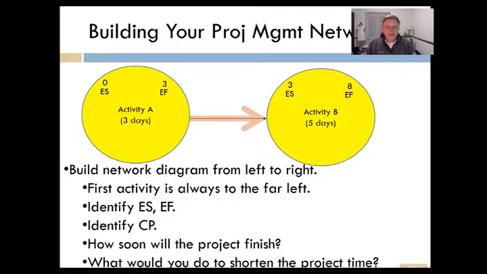For example, this is a real simple project network of two activities, A and B. I said, hey, activity A takes 3 days, activity B takes 5. The early start for activity A is obviously 0 day. On the 0 day, it would start because it's the first activity. But the earliest it could finish would be 3 days later.